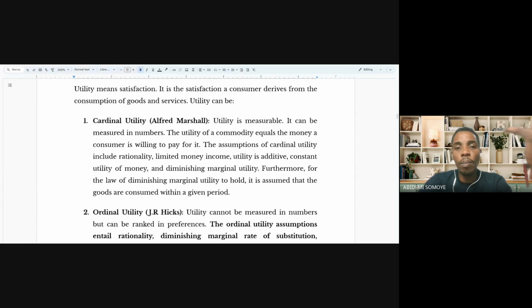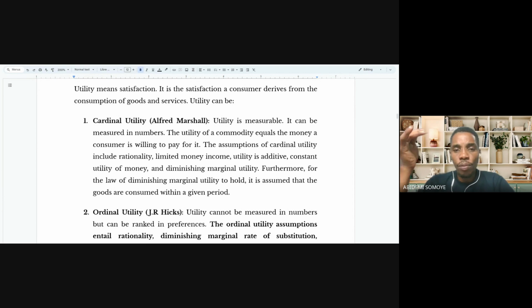The utility of a commodity equals the money a consumer is willing to pay for it. So if you are willing to part with $10 to buy a pair of shoes, all things being equal, then we could say that is a cardinal utility. We could say utility is measurable, because how do I measure your satisfaction? I measure it because you willingly put your hands in your pocket and brought out the money to buy those shoes. So the utility of a commodity equals the money a consumer is willing to pay for it.